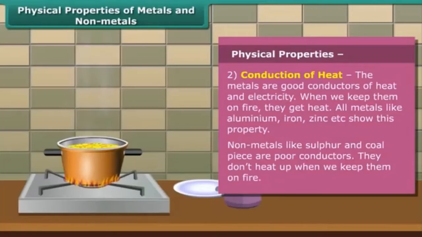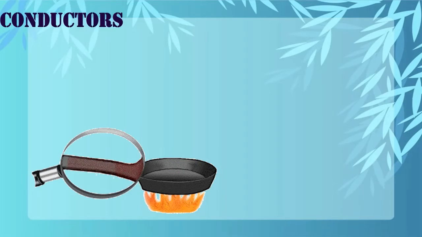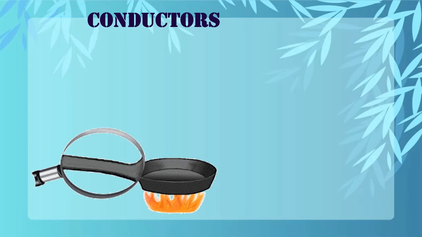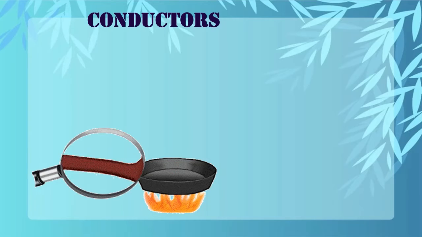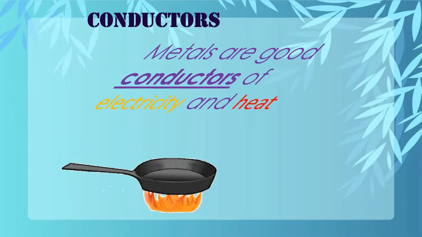So the metals are good conductors of heat and electricity. When we keep them on fire, they get heat. All metals like aluminium, iron, zinc, etc. show this property. Here you can see this handle gets hot and the boy gets hurt on his hand and gets a burning sensation. This is possible only because the metals are good conductors, meaning metals can pass heat, light and electricity. So metals are good conductors of electricity and heat.